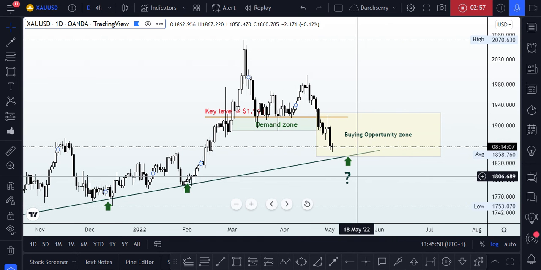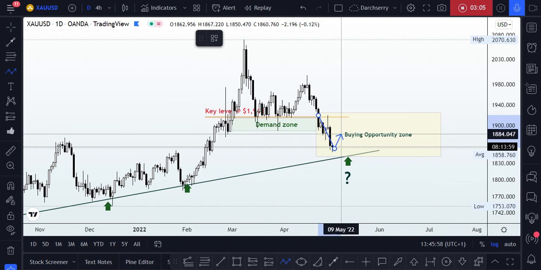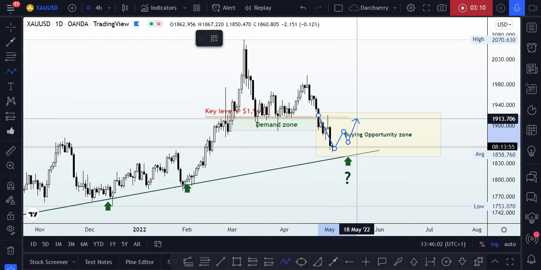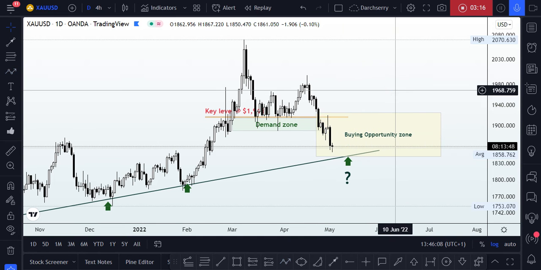So what we're going to be looking for now in the next couple of days or weeks is a reversal setup within this zone to incite a preparation for a bullish momentum in the form of a breakout of structure to the upside.